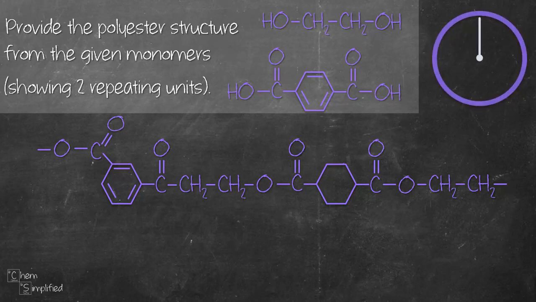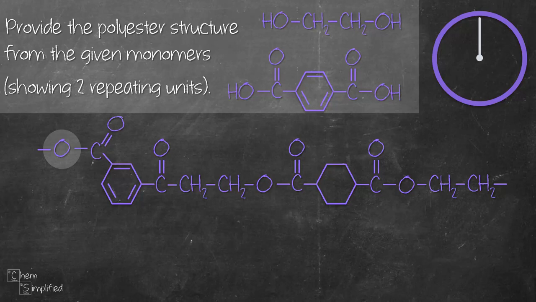Alright, time's up. If you need more time, go ahead, pause the video, come back when you're ready. How many errors did you find? I found 5. We're gonna start from the left. The first error is this. When we condense out water, we remove OH from the COOH group, and we remove H from the OH group. That means that N that has carboxyl group should start with C double bond O. That oxygen should not be there.